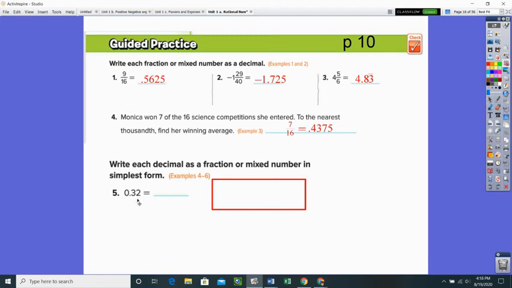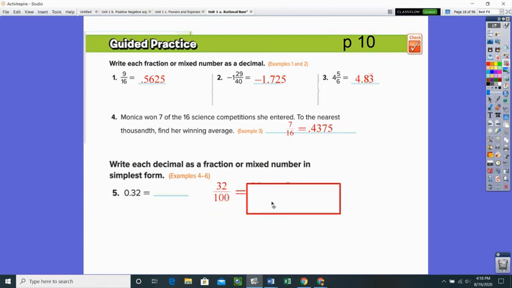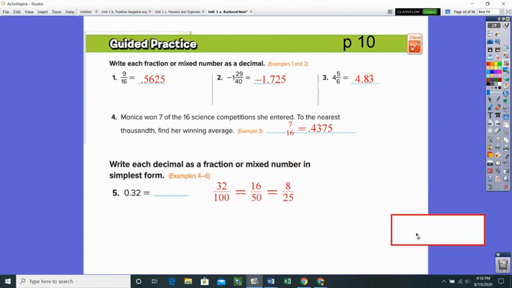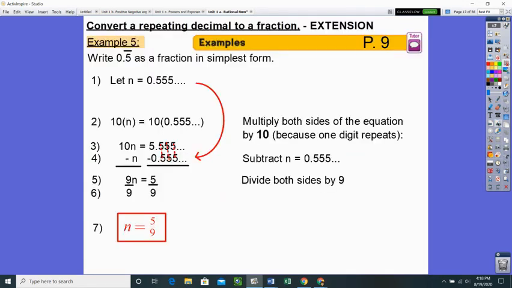And then the changing to a fraction, 32 over 100, and cut them in half. And you should have gotten 16 out of 50. Oh, they're still even. Cut them in half again, and you would get 8 out of 25. You could have divided by 4 and gotten there directly. So that is where we need to be for today.